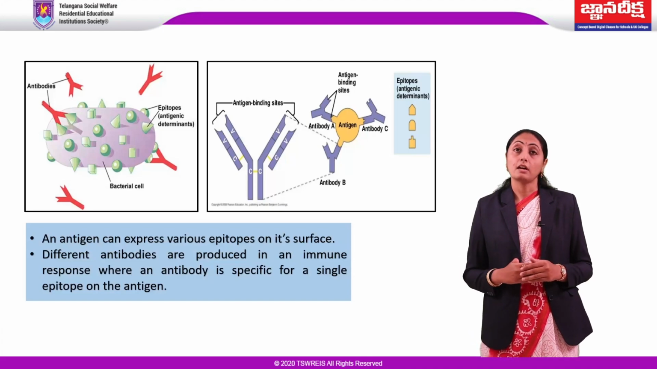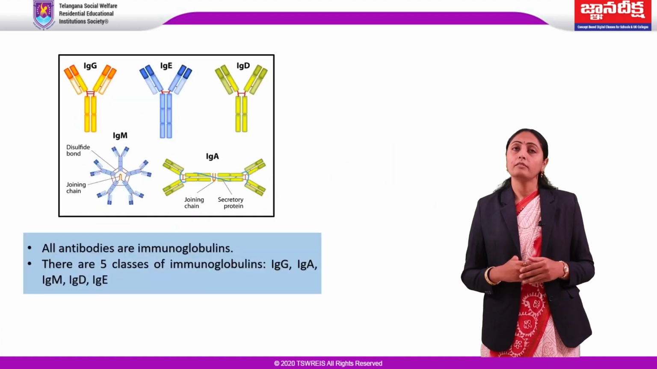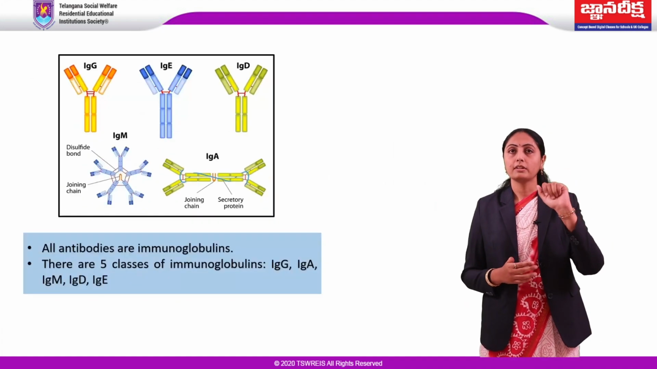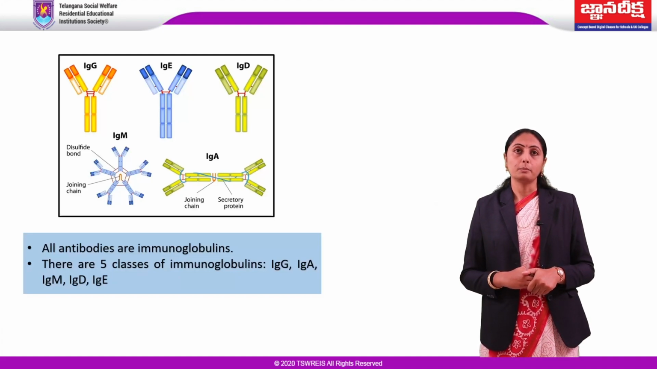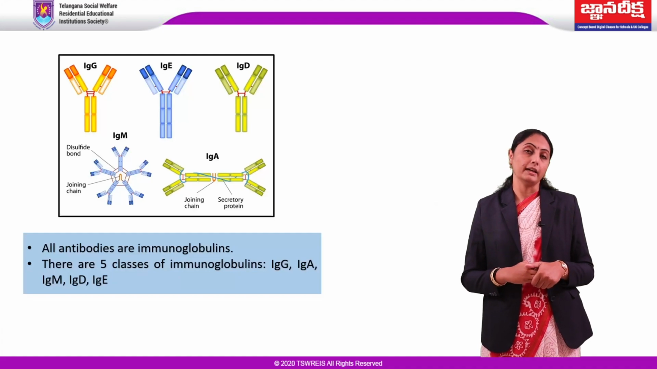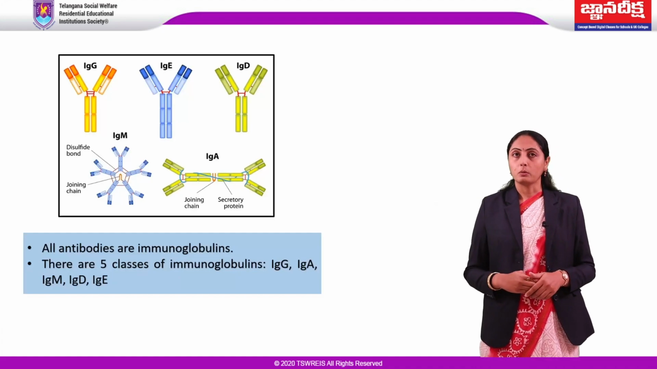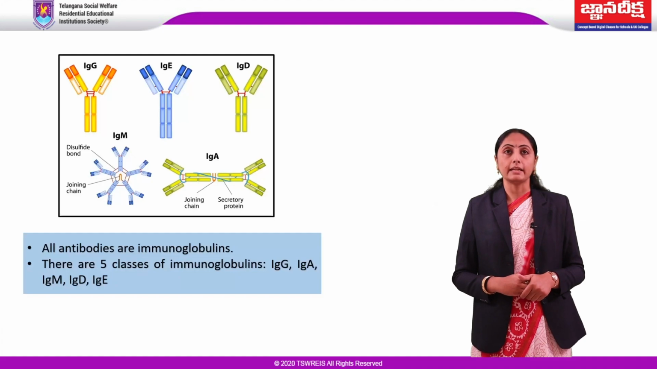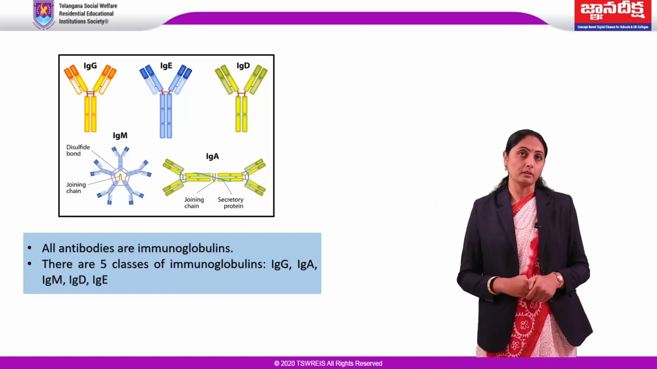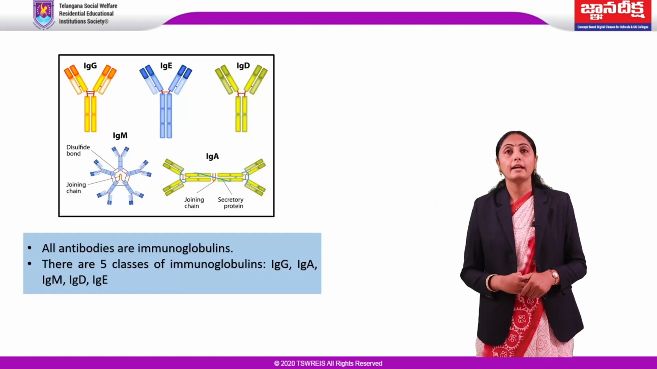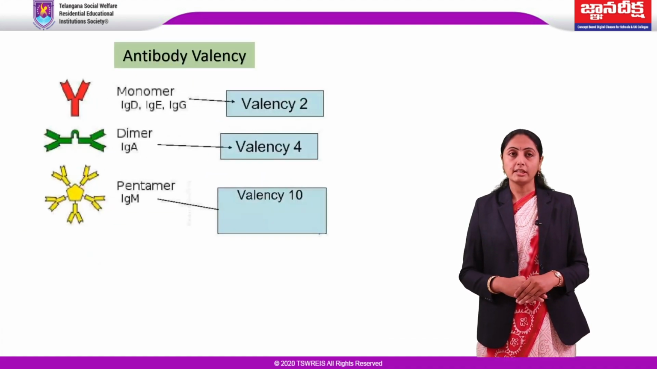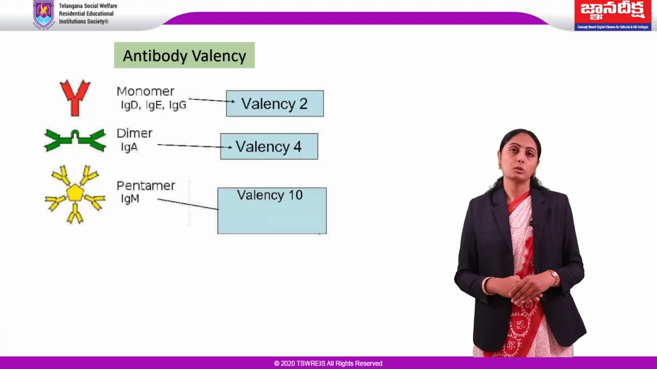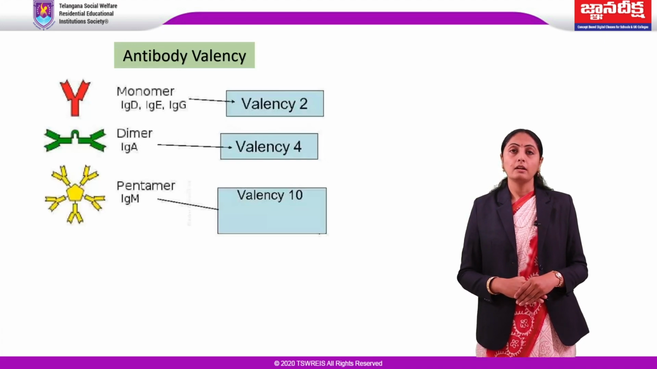All antibodies are immunoglobulins. We are all aware of the 5 different classes of immunoglobulins. They are immunoglobulin G, A, M, E and D. We also know that immunoglobulin A can exist as a dimer and immunoglobulin M as a pentamer, whereas immunoglobulin G, E and D exist only as monomers.